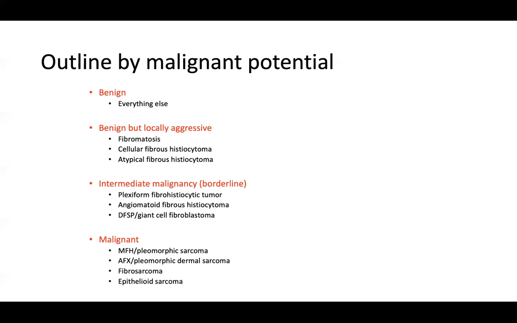Backing up to benign but locally aggressive, we think of entities like fibromatosis and cellular fibrohistiocytoma, or cellular DF, atypical DF as well. And then the benign includes everything else. So it's easier to remember the most worrisome entities, the malignant entities, before you actually need to worry about the benign stuff.